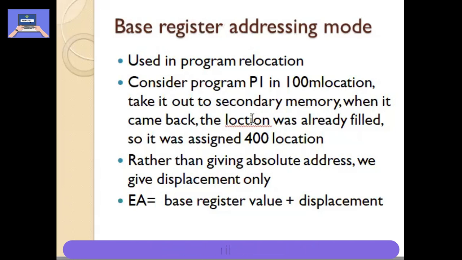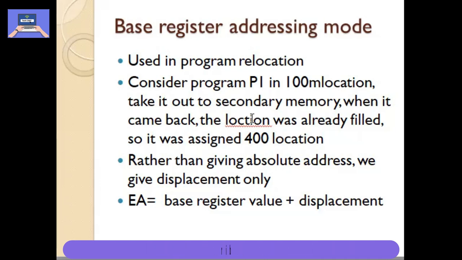Now in this base register addressing mode, what we consider is that sometimes, when you're executing a program, it goes out, for example for certain IO operations that it has to wait for, or for many other reasons, it has to go into temporary memory, and then it comes back into the main memory. It is a known fact that it is not supposed to be loaded into the same location it was in earlier.